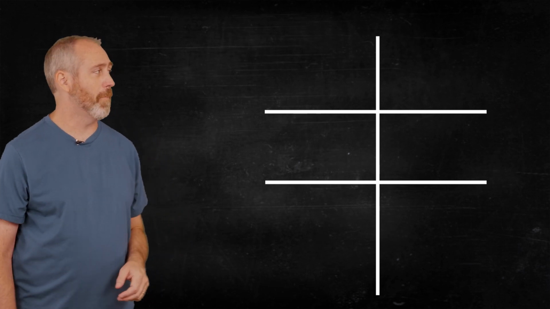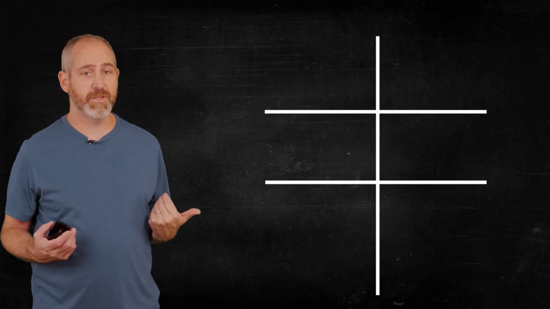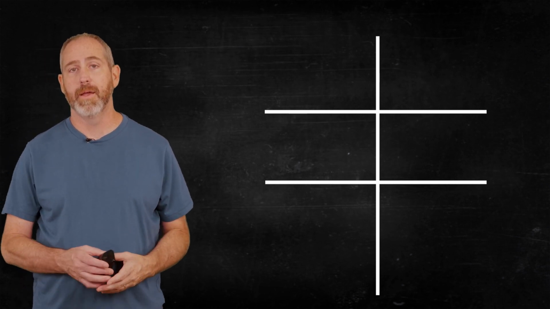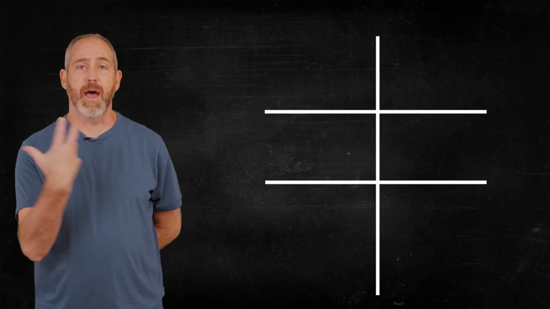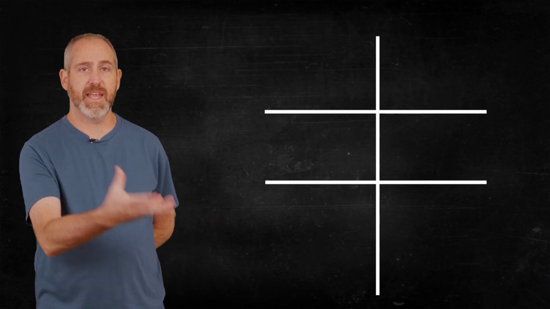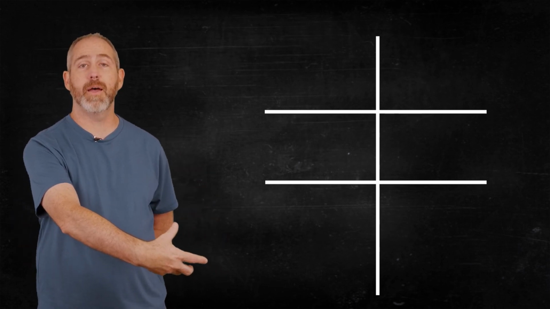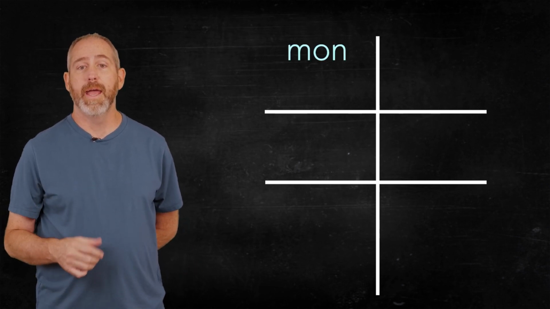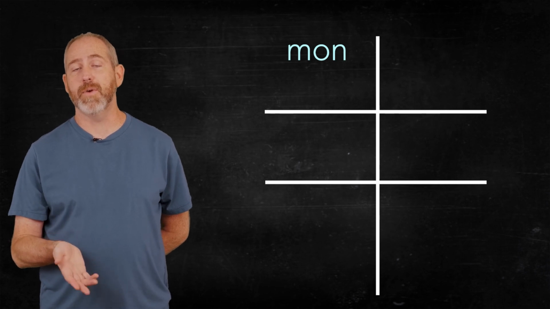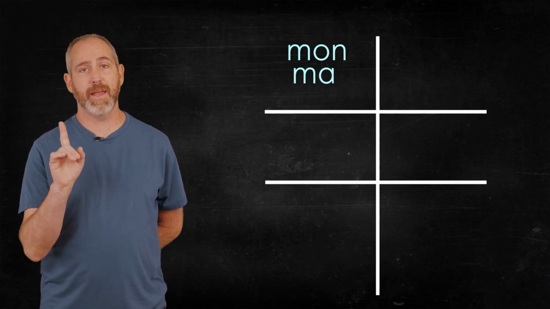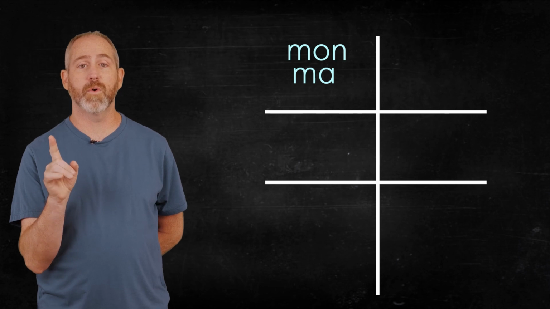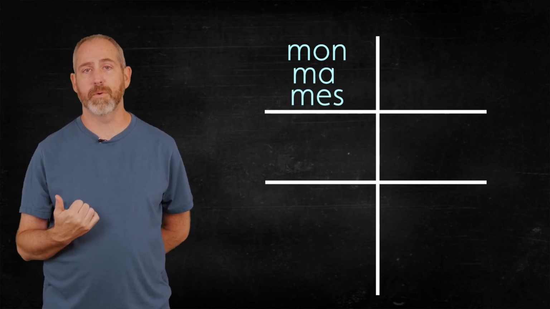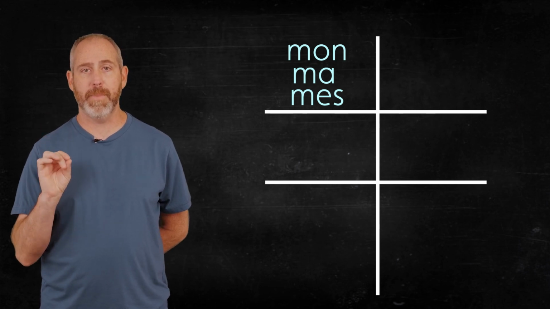So on the top left, my something is going to be mon, ma, and mes. Now, if the object you're talking about, saying my something, is a masculine object, you have to say mon. If that object is feminine, you have to say ma. And if the object is plural, we're going to say mes. Okay, so those are the three my forms. So we have mon, ma, mes.